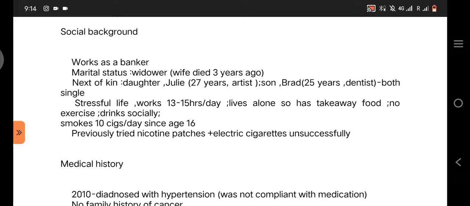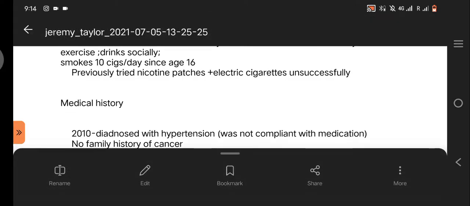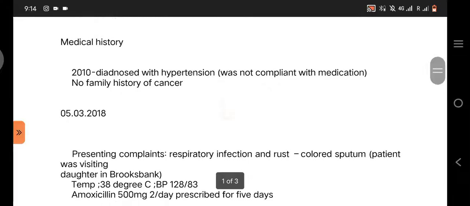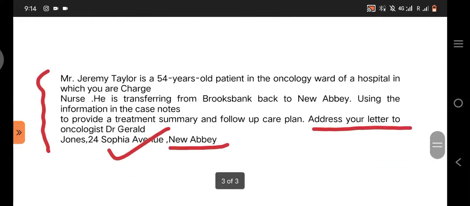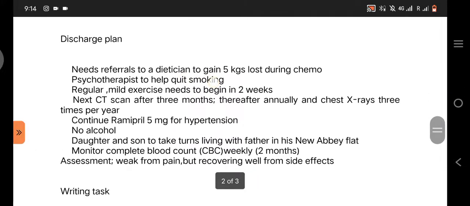Then he leads a stressful life. He works 13 to 15 hours per day, lives alone. He drinks socially. He smokes 10 cigarettes per day, and he tried nicotine patches plus electronic cigarettes unsuccessfully. Okay, his medical history shows that he has hypertension and is not compliant with his medication. Okay, so these are the patient's details which are given in the case note.